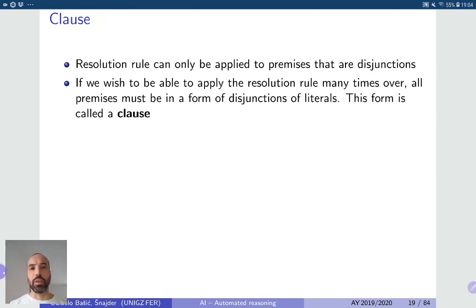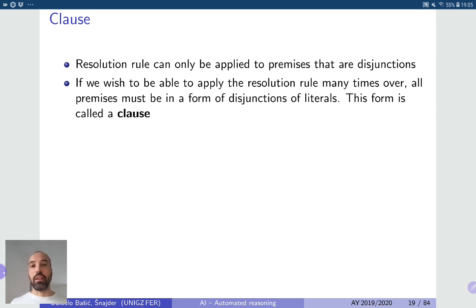But before we actually look into that, let's go back one step and talk about the input to resolution. We mentioned earlier that resolution is quite picky when it comes to what it expects as input, as the premises. It needs to be a disjunction, right? Now, since resolution can only be applied to premises that are disjunctions, this raises the question: is this actually a restriction here, or is it not? It turns out it's not.